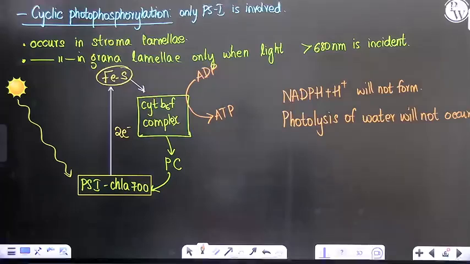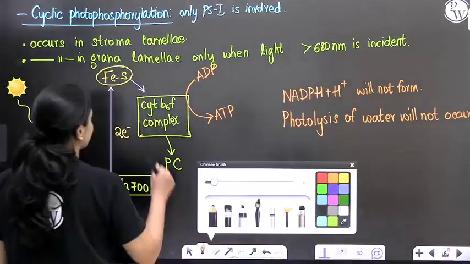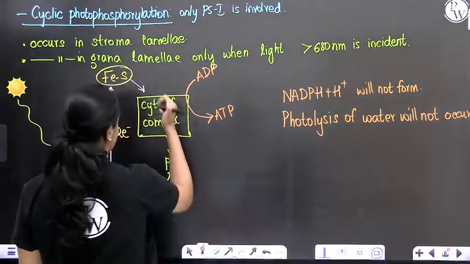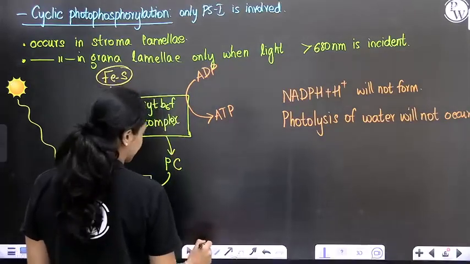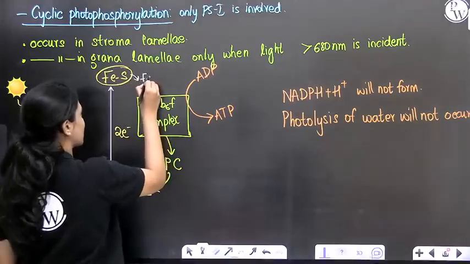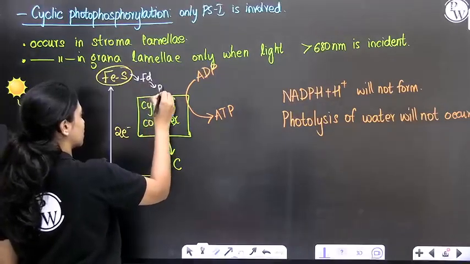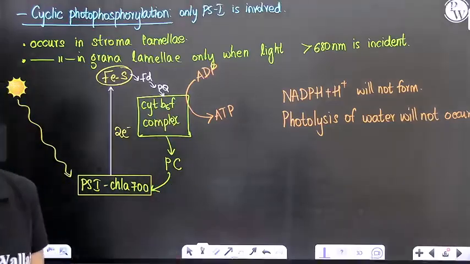It goes from ferredoxin to PQ to cytochrome B6F complex. If you want, you can write it down. Do you want me to mention it here? Ferredoxin. Fine.